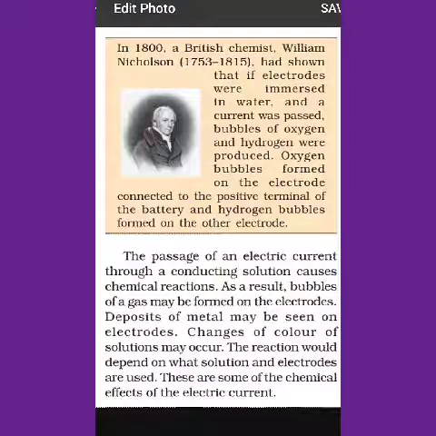We read about electrolysis. When current is passed through any solution, there is a change in the chemical substance. So this was studied by a scientist, William Nicholson, in 1800. He found that if electrodes were immersed in water and a current was passed.